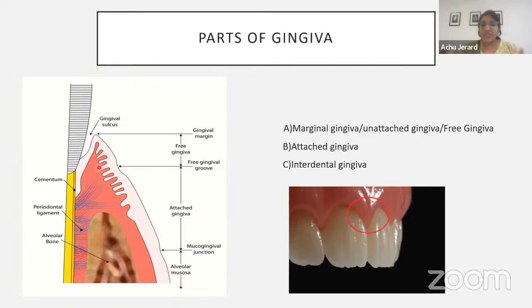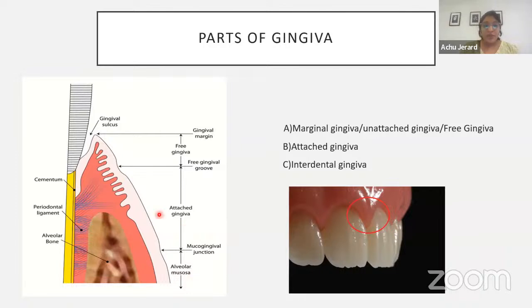That is why it is called a free gingiva. And then you have the attached gingiva, which is very firmly bound to the underlying bone or underlying periosteum. Okay. And this attached gingiva is very firm and resilient because of its firm adherence to the underlying bone, as well as the collagenous connective tissue that is present in that region.